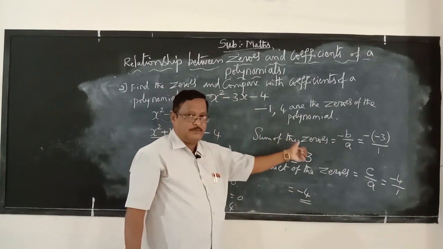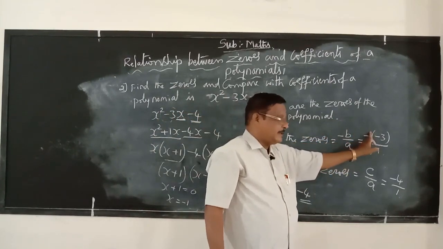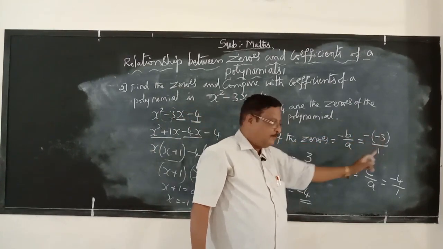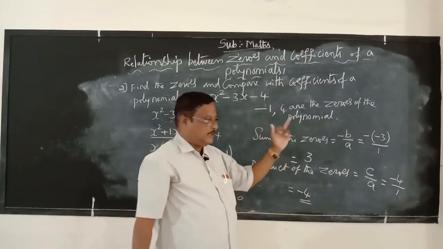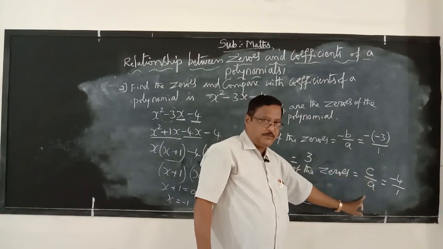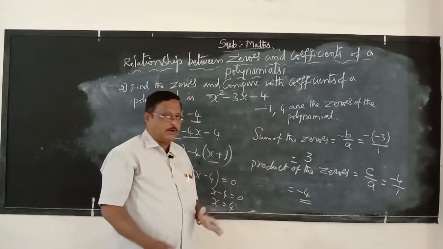Next directly the sum of the zeros is equal to minus b by a. Next you put the values of a and b and calculate the sum of the zeros. Next product of the zeros, here c means constant, a means coefficient of x square. You can substitute the values and calculate the product of the zeros.